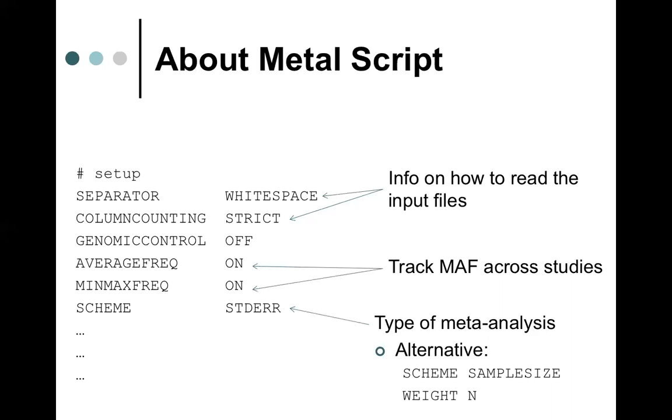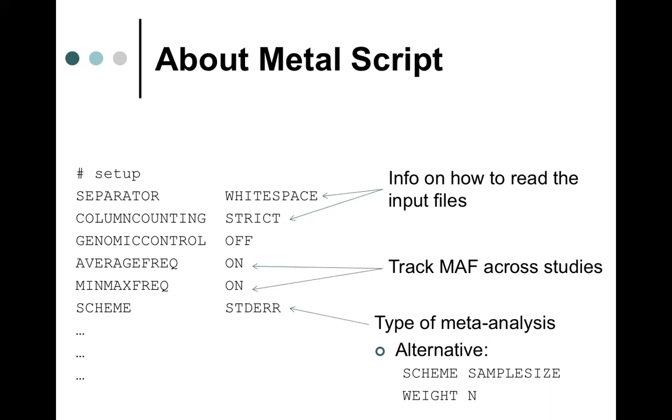And the last line here is to define how you want to do the weights in that weighted sum sort of meta-analysis. The scheme here is inverse variance weighting, where you're using standard errors, and the alternative is sample size weighting, which is just the alternative sample size scheme, specifying that you're going to use that sample size column that needs to exist in each of your input files.